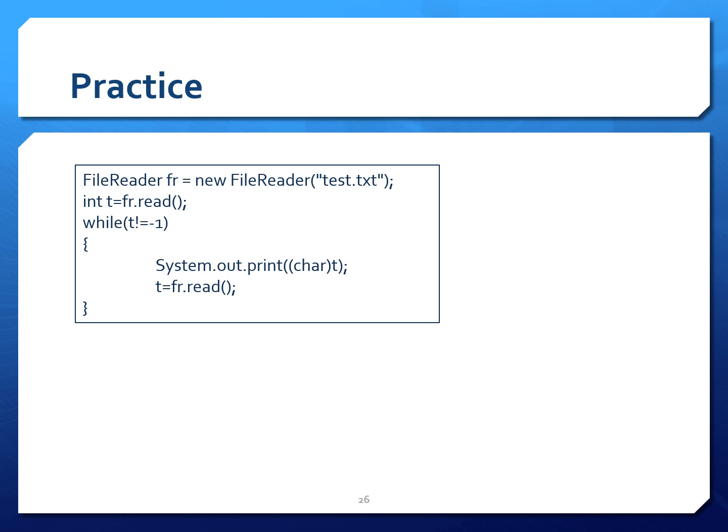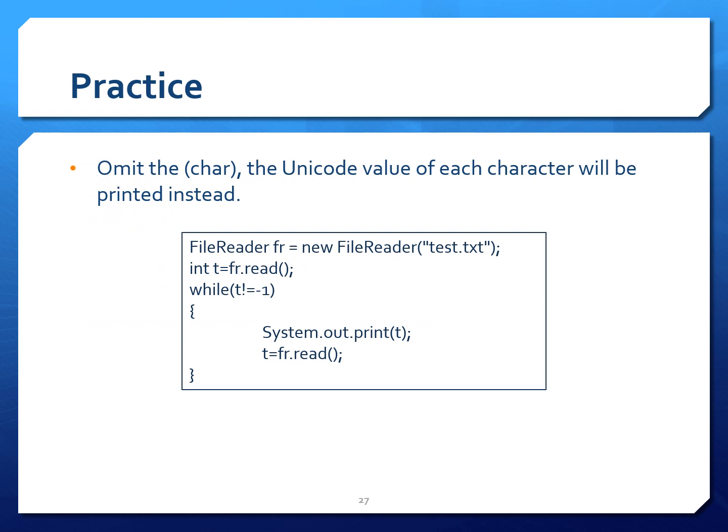Pause the video and try this example. Remember to have the file test.txt in the project folder. Pause the video and try this example. Remove the char casting at the print command and observe that the Unicode value of each character will be printed instead.